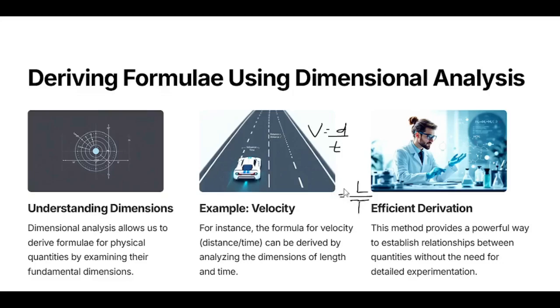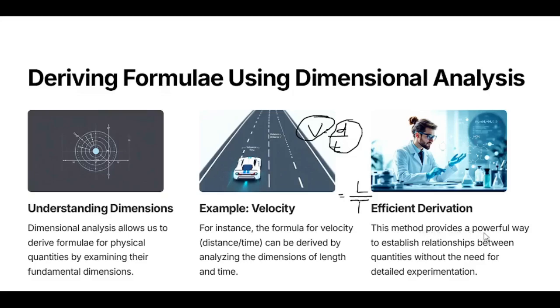Now, the aggregate of everything on the right-hand side is length over time. It means the thing on the left-hand side must also be equal to L over T. Since we have only V, we can say that the dimension of V is automatically the same as that of D over T, which is the same as length over time. This is how we use dimensional analysis.